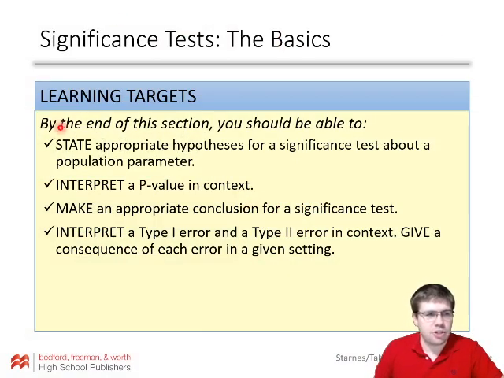So by the end of this section, you should be able to state appropriate hypotheses for a significance test about a population parameter. You should be able to interpret a p-value in context. You should be able to make an appropriate conclusion for a significance test and interpret a Type 1 and Type 2 error in context, and give a consequence of each in a given setting.